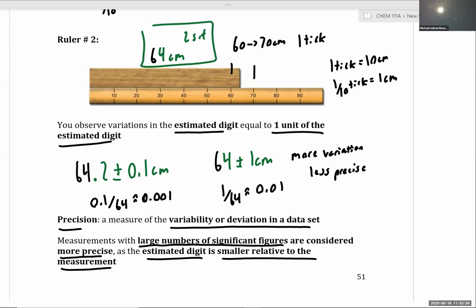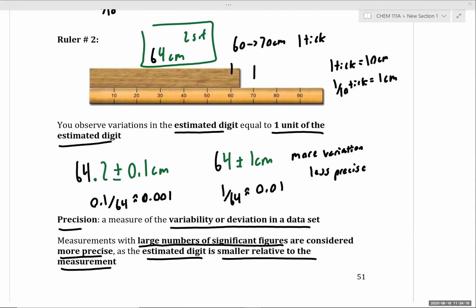So 64, we just estimated it. You guess and you approximate your estimated digit, just looking at where the thing you're trying to measure lies relative to the tick marks. In this case, it's somewhere between 60 and 70, but it's not quite in the middle. So I estimated it to be 64. If you said 63, 65, 66, all of those would work. And that's actually the point of the estimated digit. It has an inherent variation, an inherent uncertainty associated with it. Does that make sense?